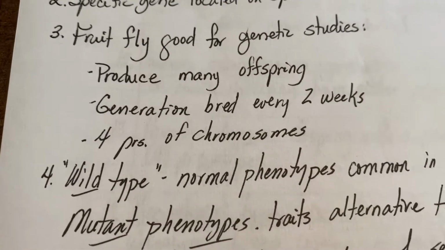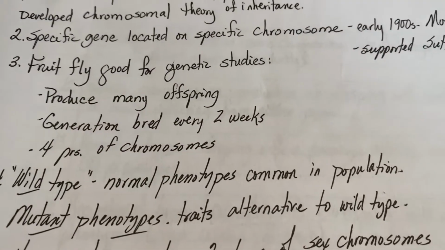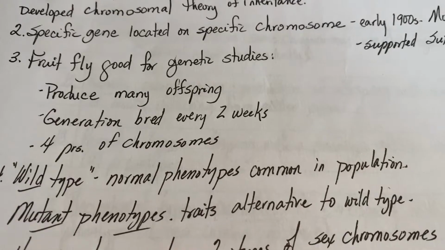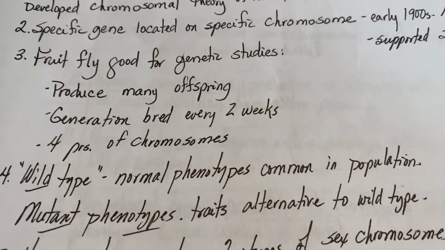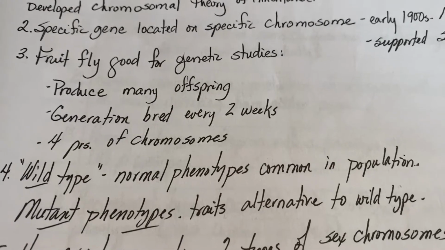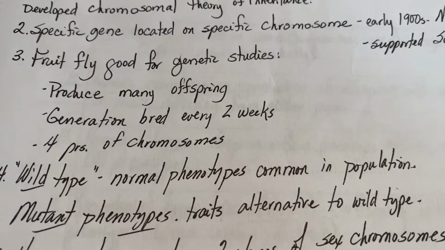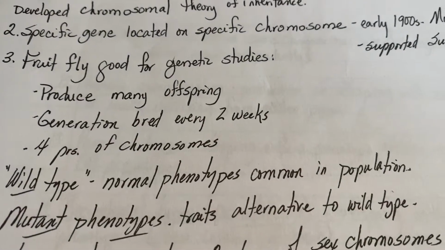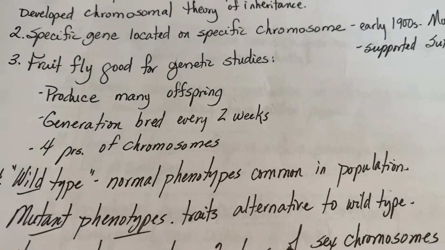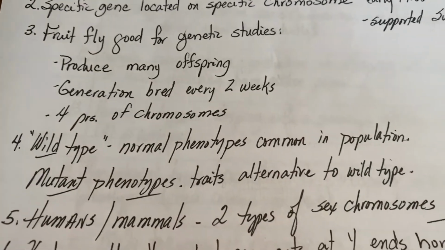The wild type, remember, are the normal phenotypes that are common in a population. When we use the term mutant phenotypes, that means that there has been a change in the DNA sequence, and these organisms possess a phenotype that has traits that are alternates to the wild type.